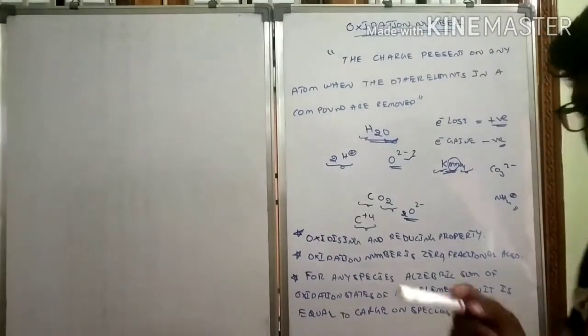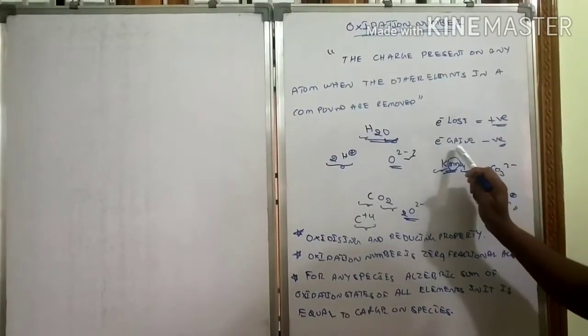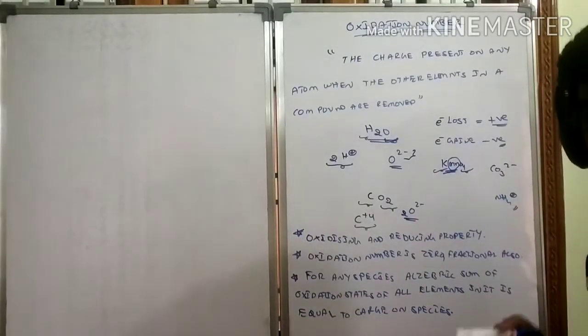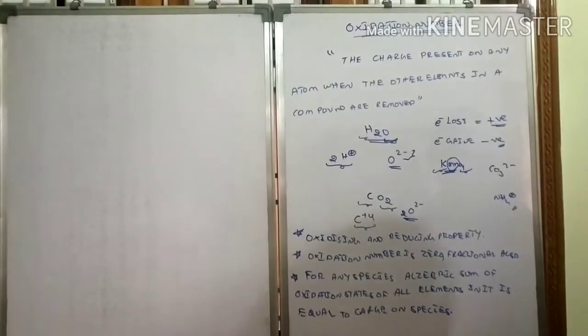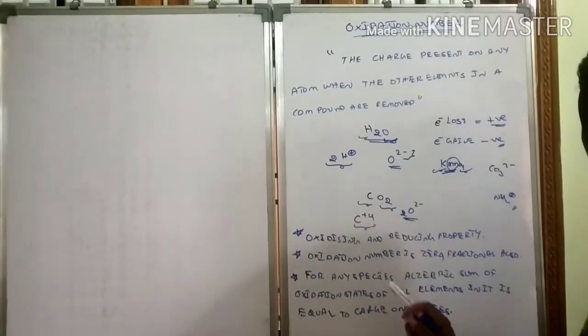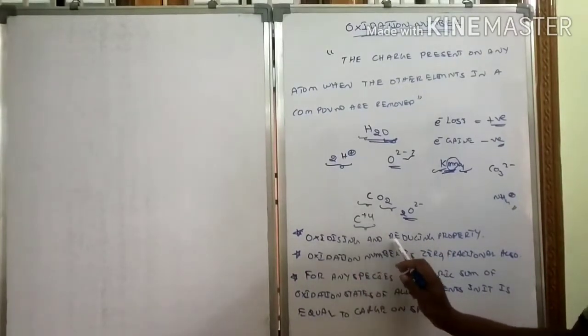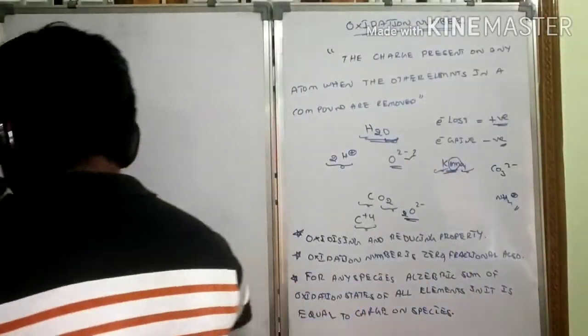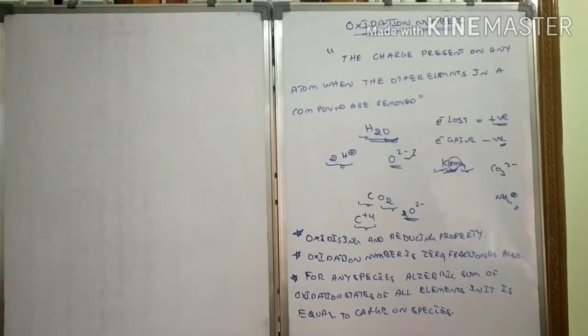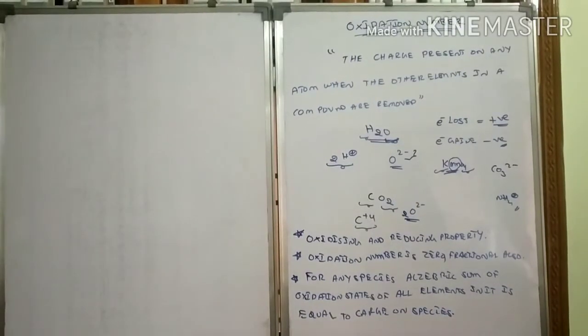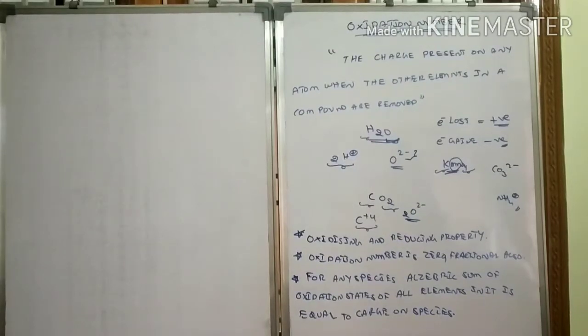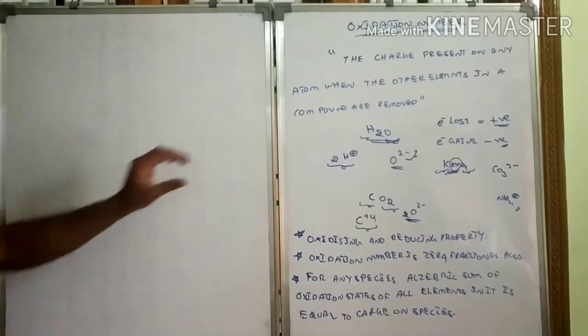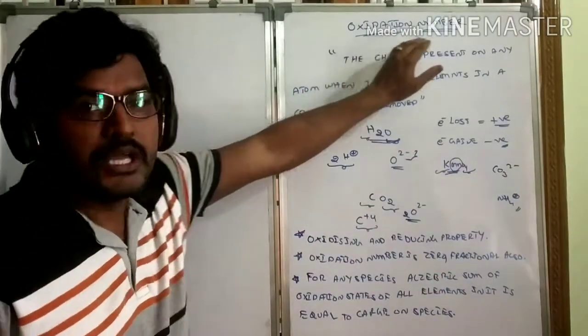Oxidation number gives an idea about the electrons lost or gained by the element during the formation of the particular compound. What is the use of this oxidation number? You can explain the oxidizing and reducing property of a particular substance, and oxidation number can be 0 and fractional also. For any species, the algebraic sum of the oxidation states of the elements is equal to the charge on the species. This is the basic introduction of the oxidation number.